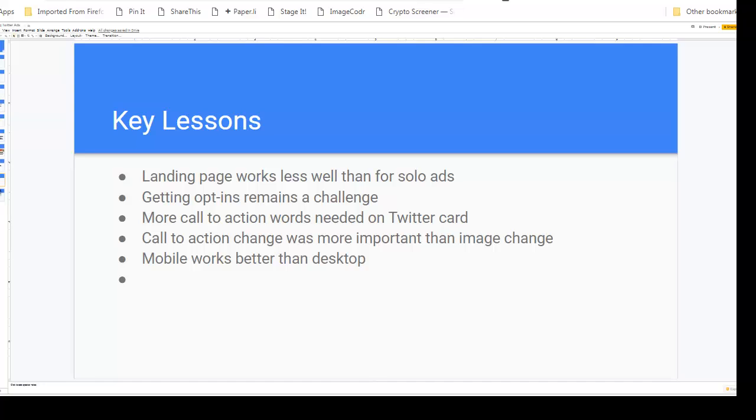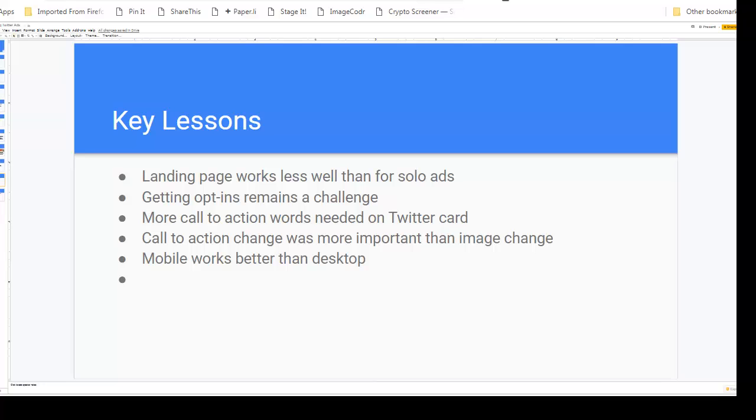More call to action words needed on the Twitter card. So that's clearly a strong lesson. The call to action words is what people respond to rather than the imagery. Call to action change was more important than the image change. Just reinforcing what I've just said. And mobile works better than desktop. So that's an action item for the coming week.